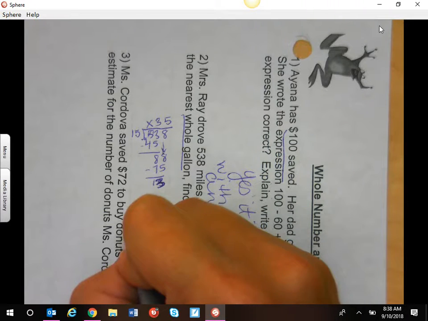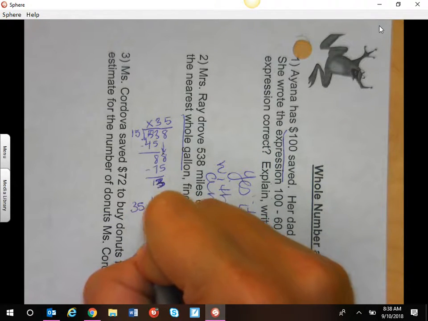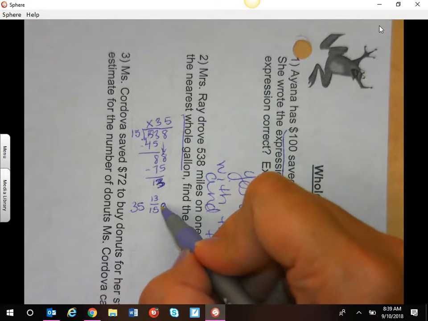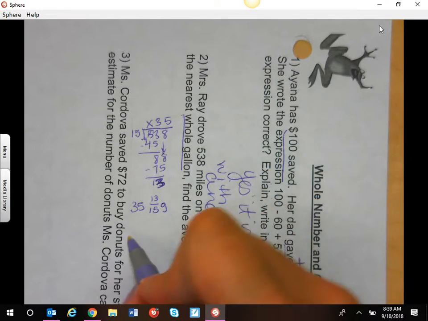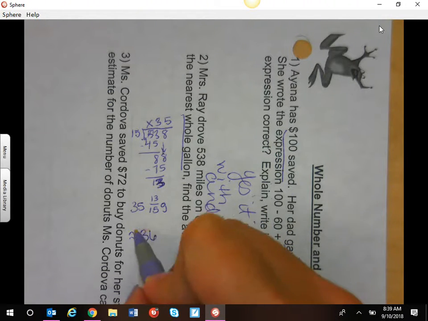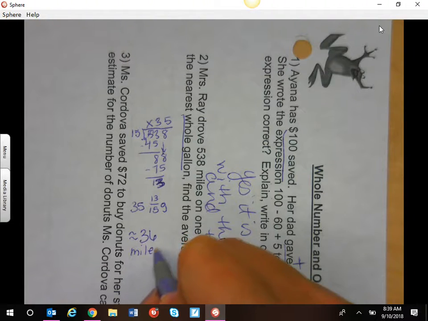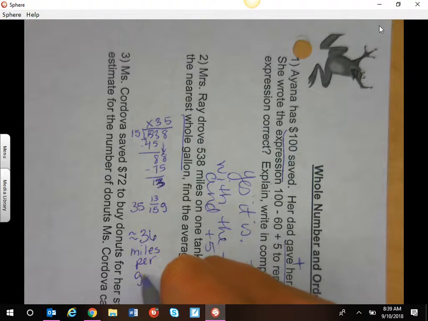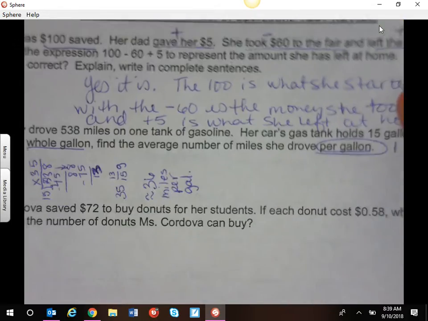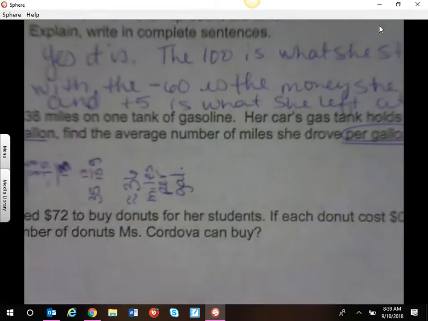So we can write 35 and 13/15 gallons, but it said to the nearest whole gallon. This is really close to another gallon. So we can say about, the squiggly equals, is about 36 miles per gallon. Okay. Turn my paper and zoom back out a little bit.